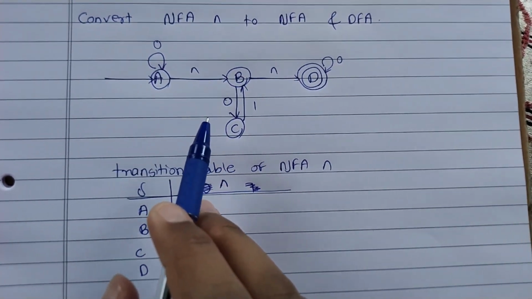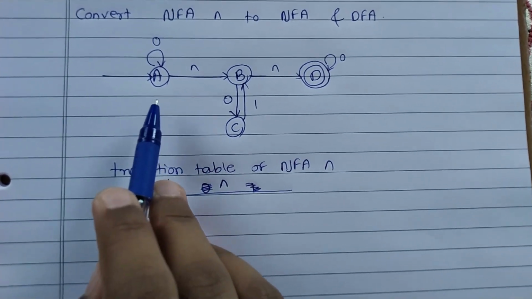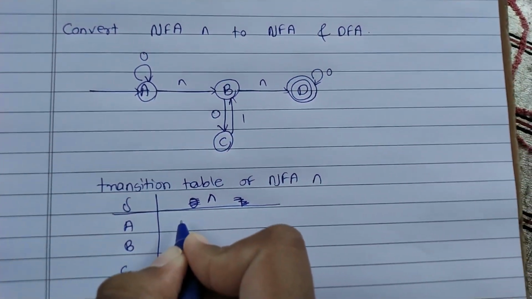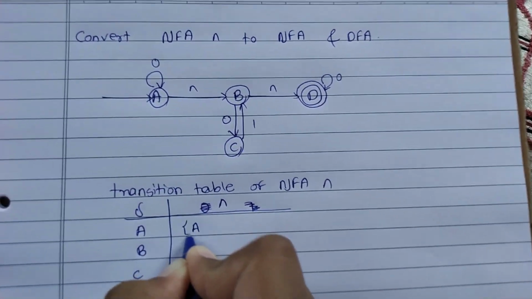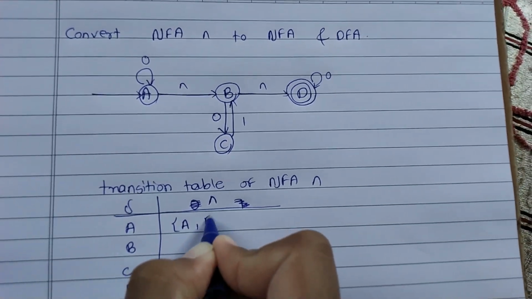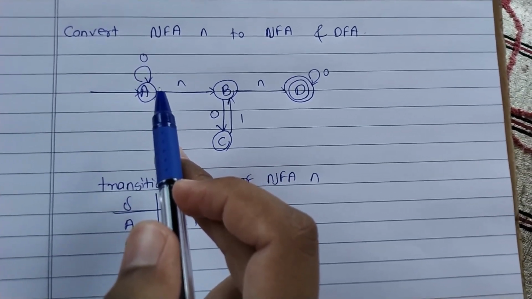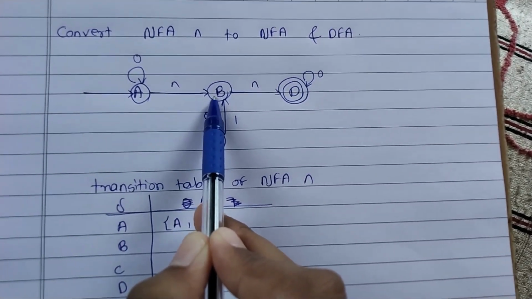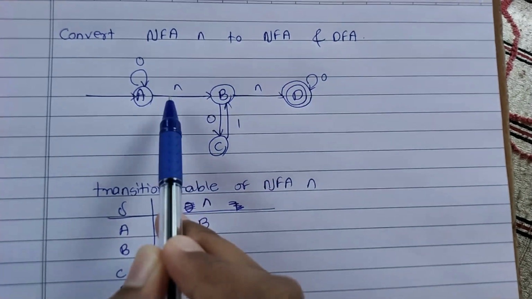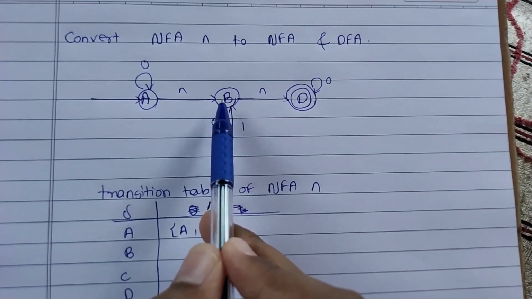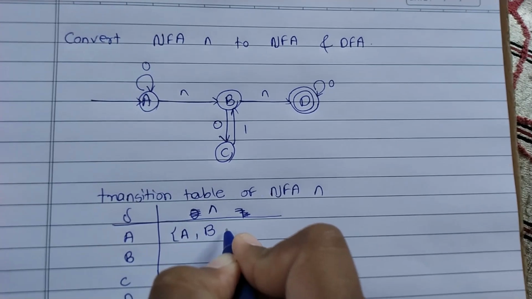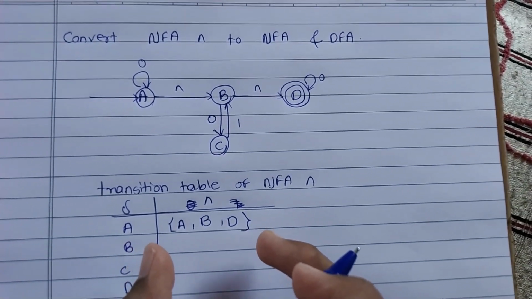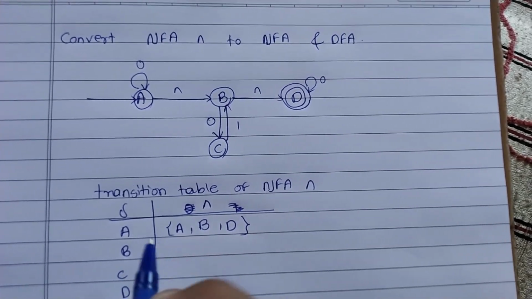So any state transfers null one to itself and then to the next state. So here A, first it transfers null to itself, then null transfers to the B, and this B transfers null to the D. So A transfers null to the B and then D. So that's why here D is also mentioned. So this is the null set of the A.